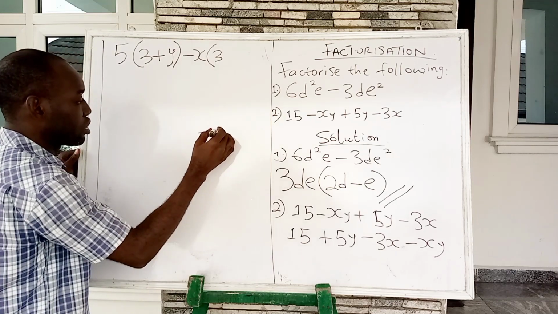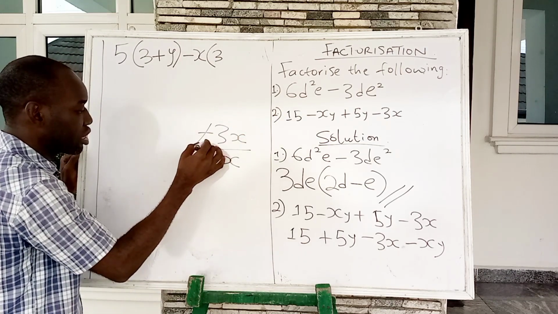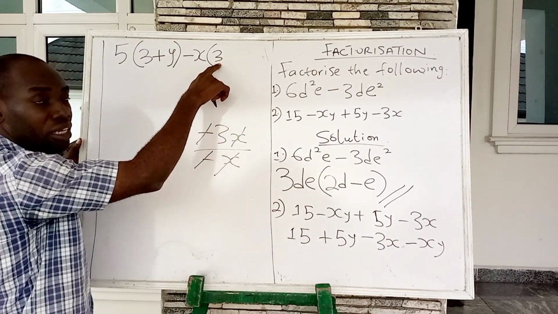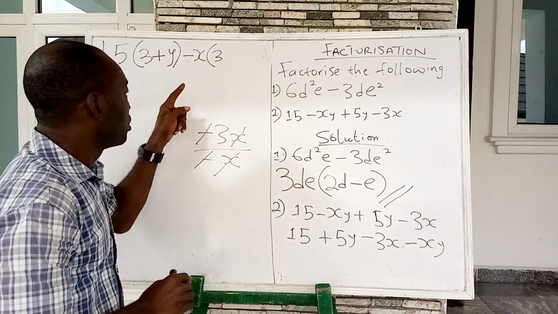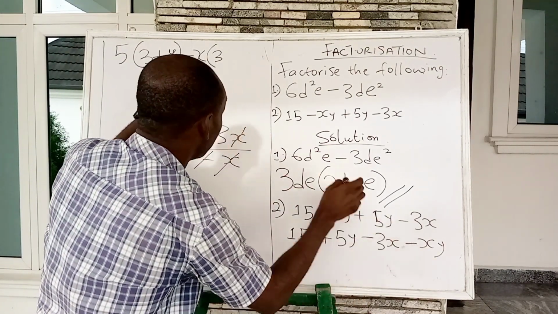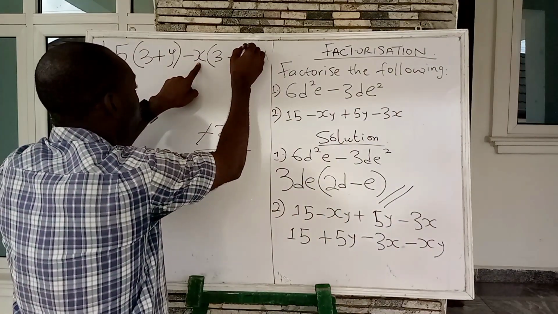Now let me just explain it here. This is minus 3x divided by minus x. The negative sign will cancel out the negative sign, x will strike out x, and you have 3 remaining. That's the 3 you're seeing here. Then minus x divided into minus xy: negative against negative will give you positive, then x into xy, you have y remaining.